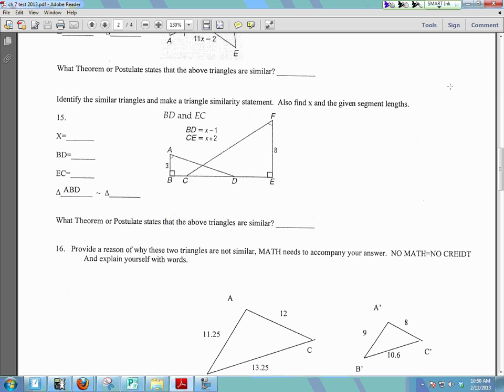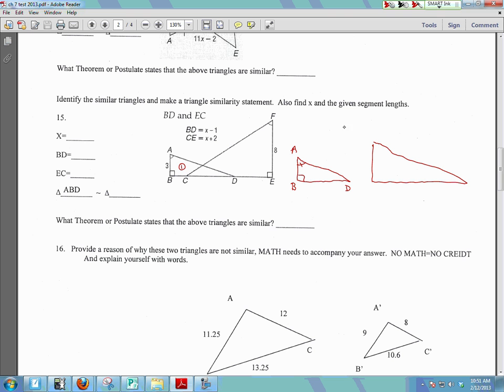If we look at number 15, 15 is really the same concept. I'm going to redraw these 2 triangles so that they are in the same orientation. Okay, so this one is A, B, D. So that's triangle 1, A, B, D. There's my right angle, and there's the other angle that should be congruent.